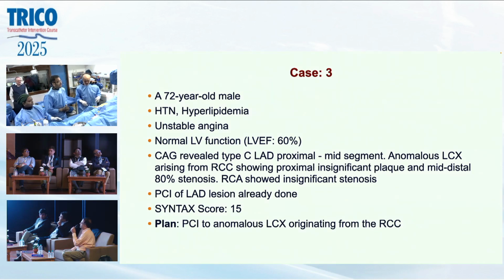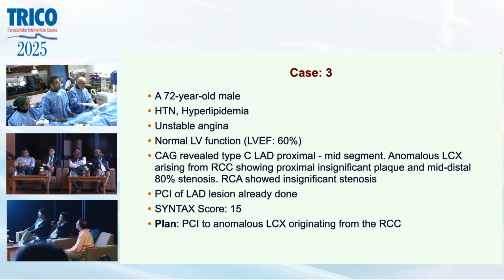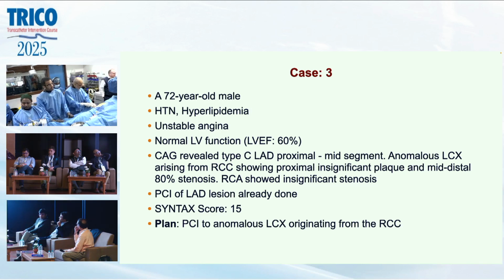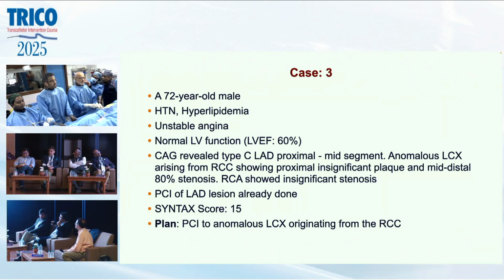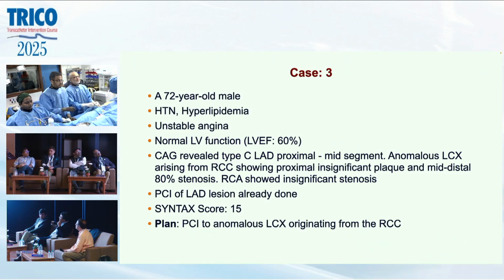Okay, so he's a 72-year-old male patient, known case of hypertension and hyperlipidemia, who came with unstable angina, with normal LV function, EF 60%. His angiogram revealed a type C LAD proximal mid-segment lesion, and his anomalous LCX arising from the right coronary cusp showing proximal insignificant plaque and mid-distal 80% stenosis. RCA shows insignificant stenosis, PCI to the LAD lesion is already done, and his SYNTAX score is 15. So our plan is PCI to the anomalous LCX originating from the right coronary cusp.